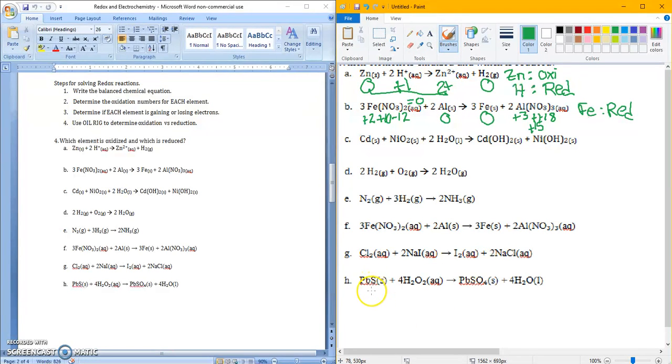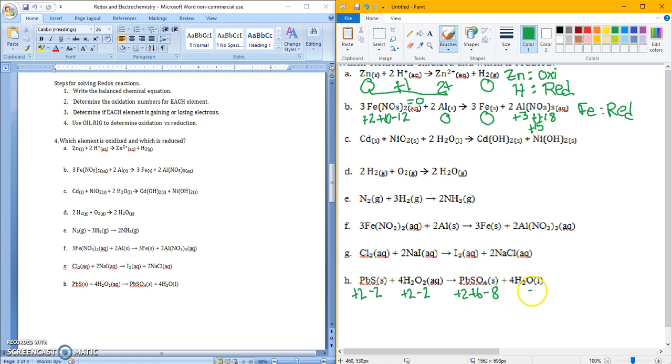Sulfur I know is a -2 because of his position on the periodic table, which means that lead has to be a +2. H2O2 is one of my exceptions, so oxygen is actually a -1, but there are 2 of them, so it's a -2. And then hydrogen is a +2. Lead over here, so sulfate is a -2 charge, which means that lead is a +2. Oxygen is -2 times 4, which is -8. It has to equal 0, so sulfur is +6.